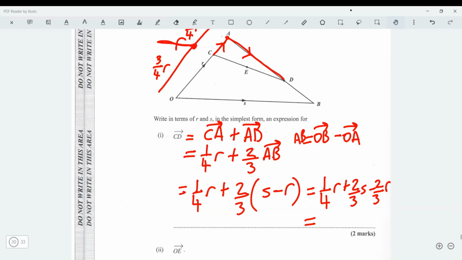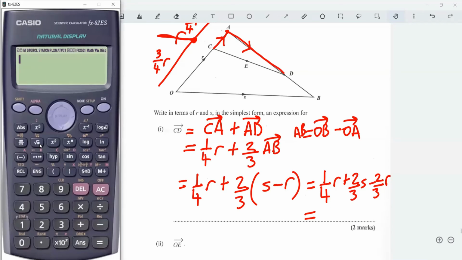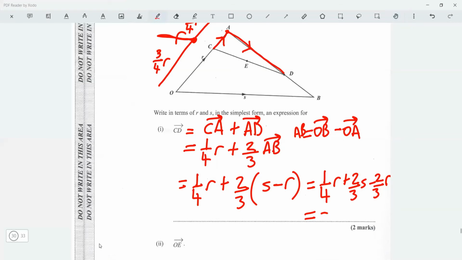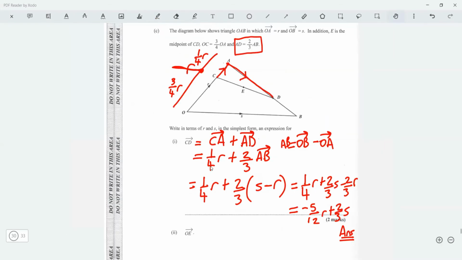1/4 minus 2/3, that's not coming to me straight away. So I'm just going to use the calculator to help me to simplify. 1/4 minus 2/3. This is to simplify the R parts together. That's minus 5/12. So CD is minus 5/12 R plus 2/3 S. That's your answer. Minus 5/12 R plus 2/3 S.